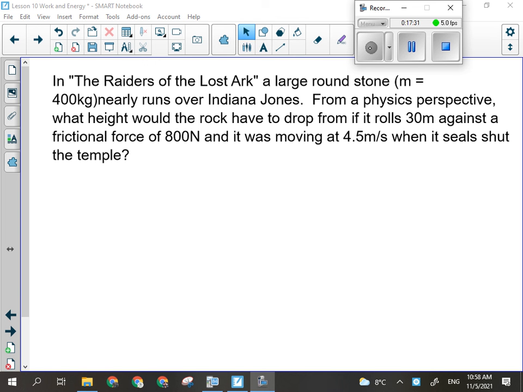We don't have to calculate angles or anything like that. So we know it rolls 30 meters against a frictional force of 800 newtons, and it was moving at 4.5 meters per second when it slams shut the door on that temple, or whatever it was in. That's its final velocity, 4.5 meters per second, and it's dropped. So we're trying to figure out how high it was dropped from. Remember, it only had potential at the beginning, it only has kinetic at the end. Work is done against friction along the way. Figure out that initial height from that.